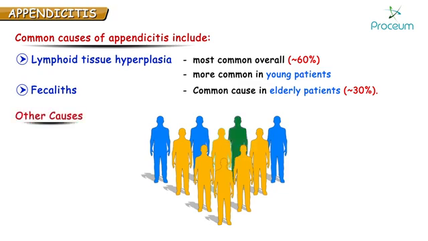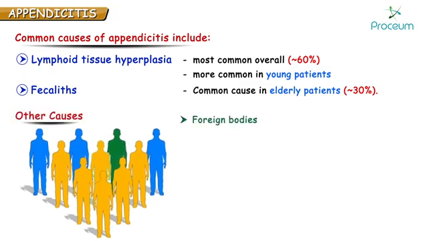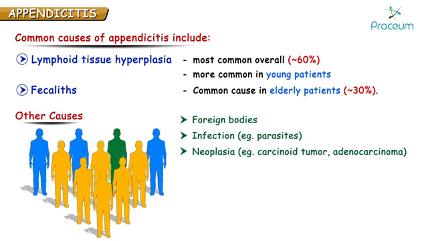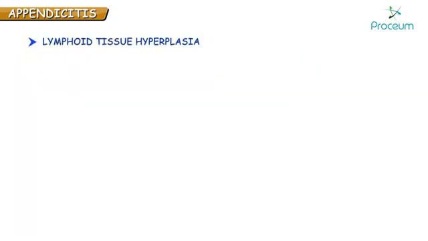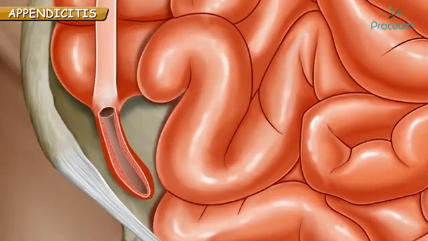Other causes may include number 1, foreign bodies, number 2, infections, for example parasitic infections, and number 3, neoplasias like carcinoid tumor and adenocarcinomas. Now let's understand lymphoid tissue hyperplasia and fecolith in a detailed manner. Lymphoid tissue is a dense collection of lymphocytes. Lymphoid tissue grows with age. In the appendix, it reaches its maximum size in adolescence.